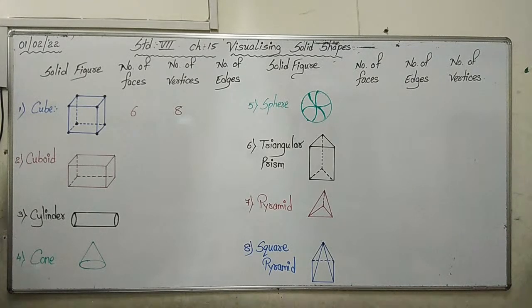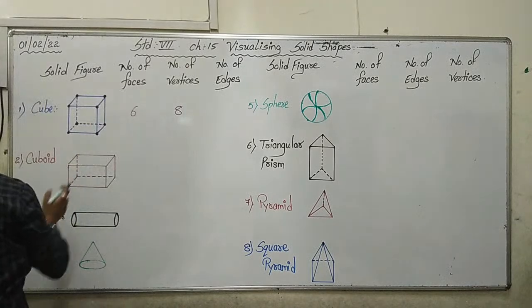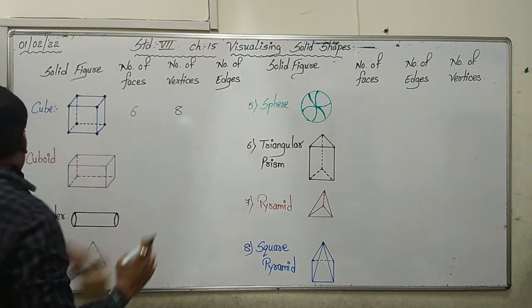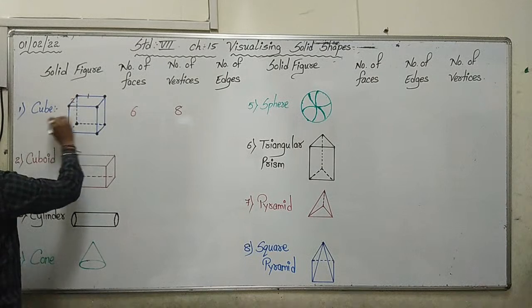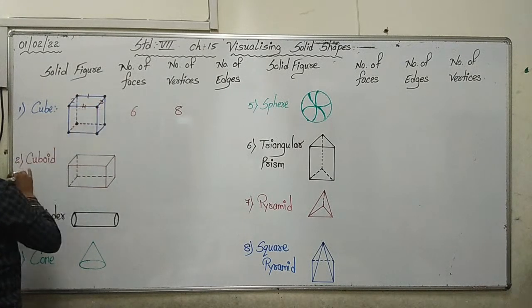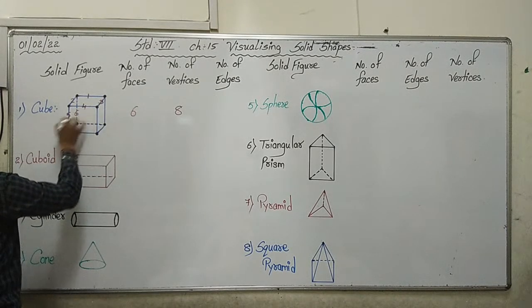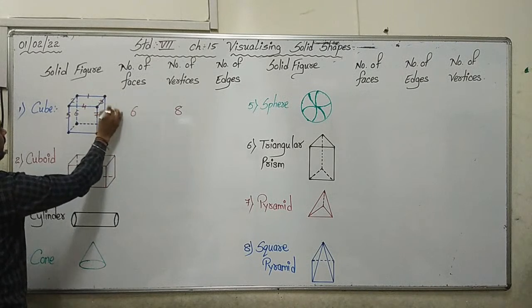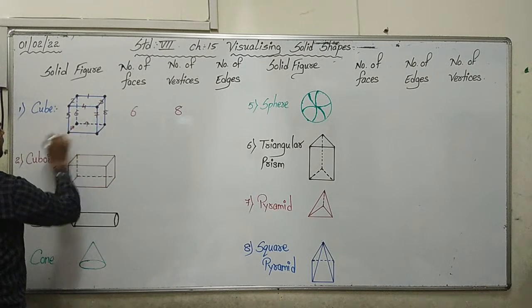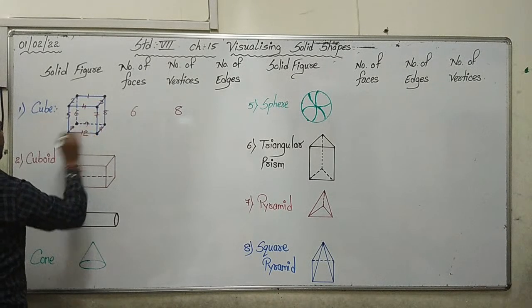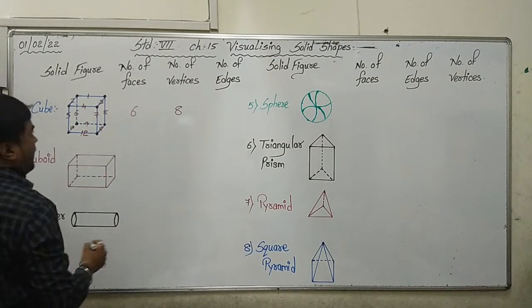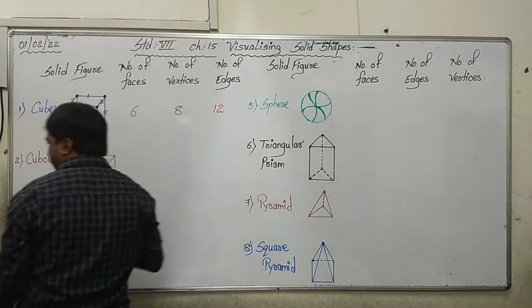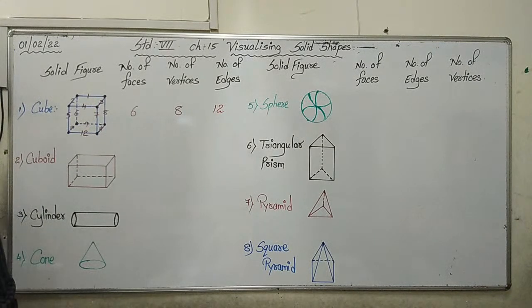Now let's identify the edges. Edges means the line segments. Let's form the line segments. 1, 2, 3, 4, 5, 6, 7, 8, 9, 10, 11, and 12. So how many line segments or edges can be formed? We can say total 12 edges can be formed. How many edges? 12 edges. Right? Do you understand?